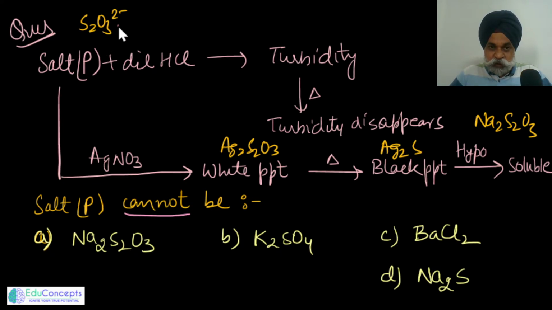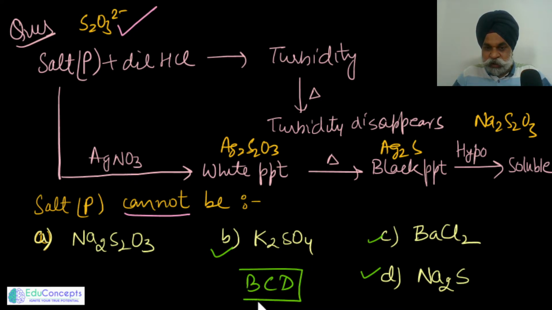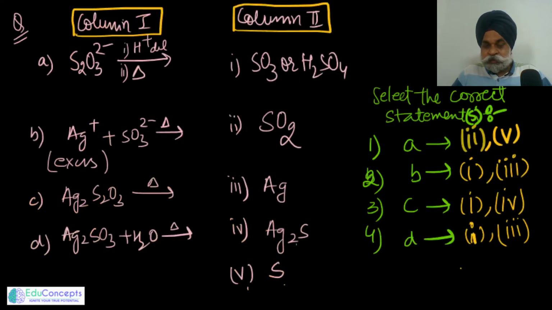Although we got this answer, the answer to this question would be B, C, and D. B, C, D would not be doing the things which are done by S2O3 2 negative. So coming on to the next problem.